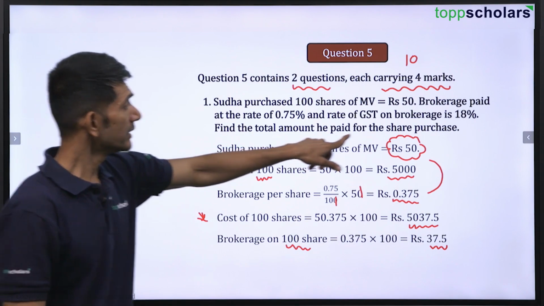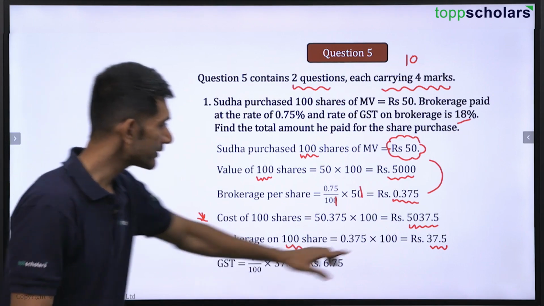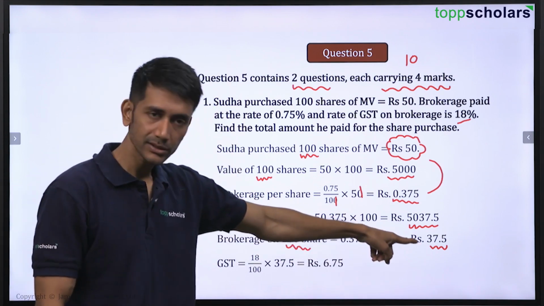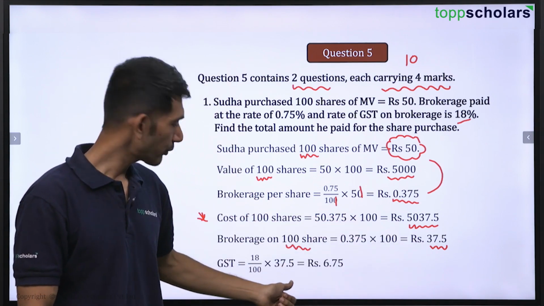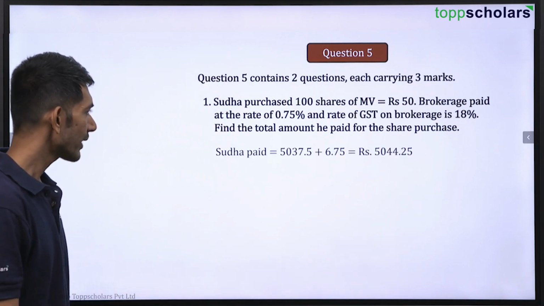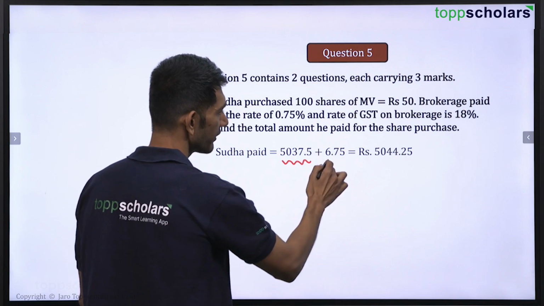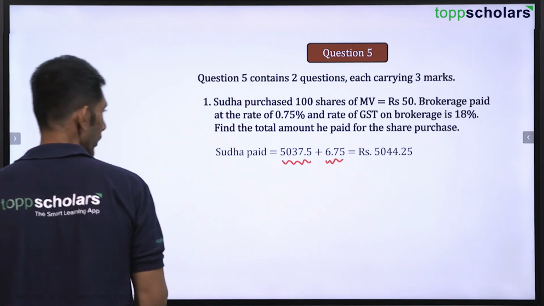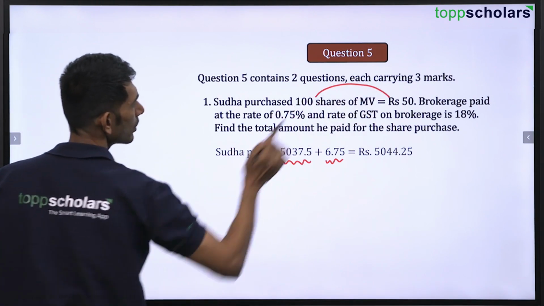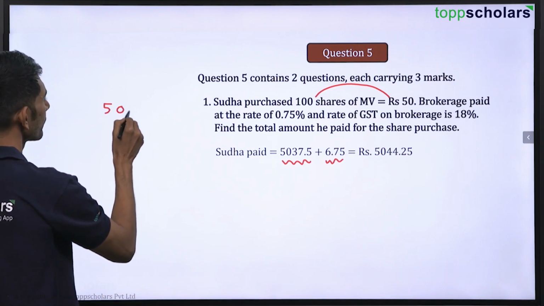Now, there is GST also on the brokerage. So let us find out the GST, that is 18%. So 18% GST is on the brokerage, not on the overall value or market value. Brokerage is 37.5. So 18% on 37.5 gives you 6.75. So 6.75 you will add there as well. So can I say the final value will be 5,037.5 plus 6.75, that is 5,044.25 rupees.